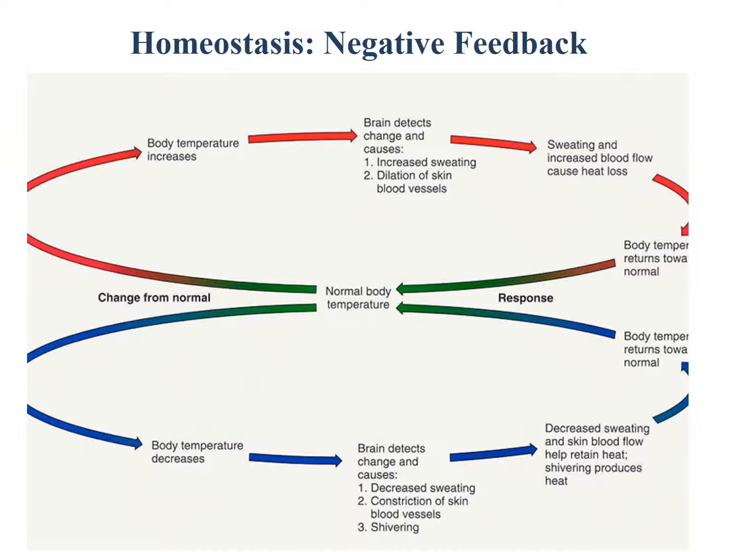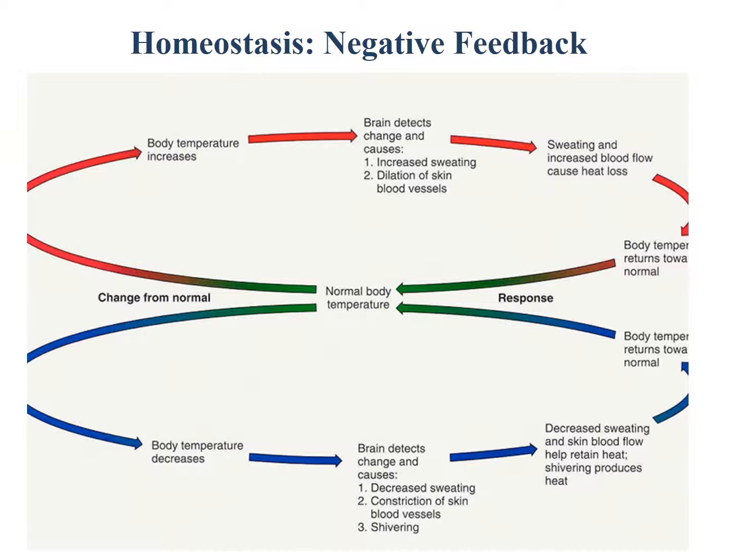Here we can see negative feedback in its overall loop structure and give you two different examples on how it can be too high or too low. Starting in the center, we have our normal body temperature. As we work our way up, my body temperature increases. Here, the brain detects the change and causes increased sweating, dilation of skin blood vessels, all the things that you need to cool your body down. So it's the sweating and increased blood flow causes heat loss. Thereby, the body temperature will return to normal.